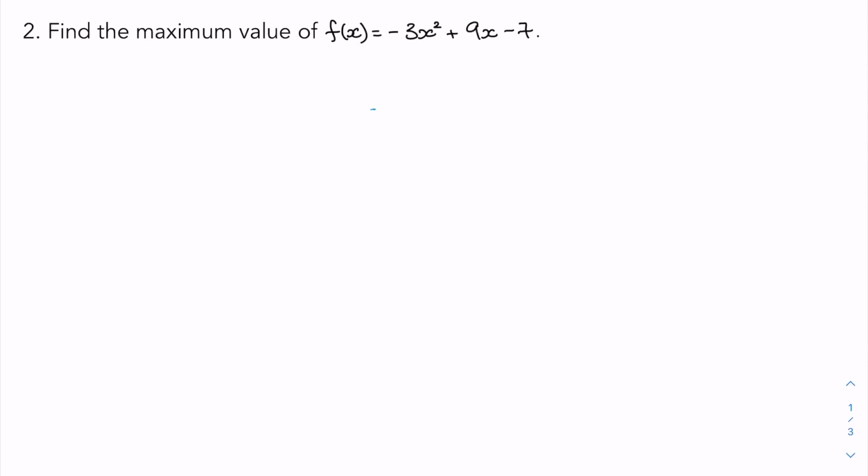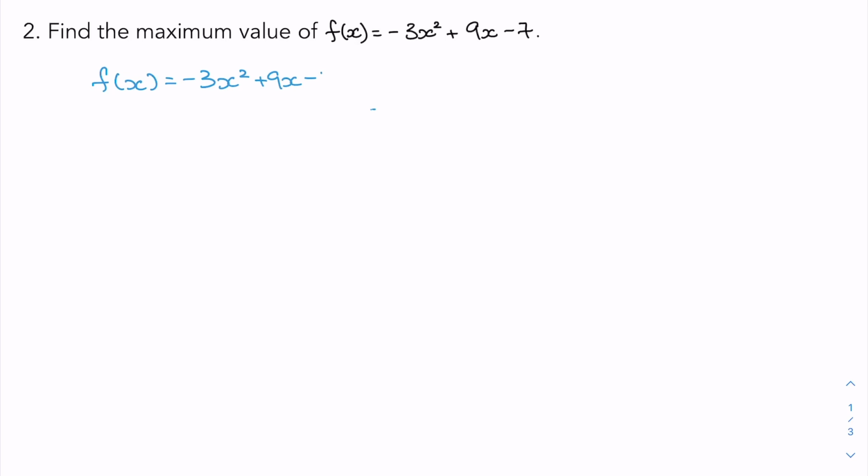Hello. In this lesson, we will find the maximum value of a quadratic function. This quadratic function is given to us as f(x) equal to negative 3x squared plus 9x minus 7. In order to do so, we'll do the same as the previous question by completing the square first.